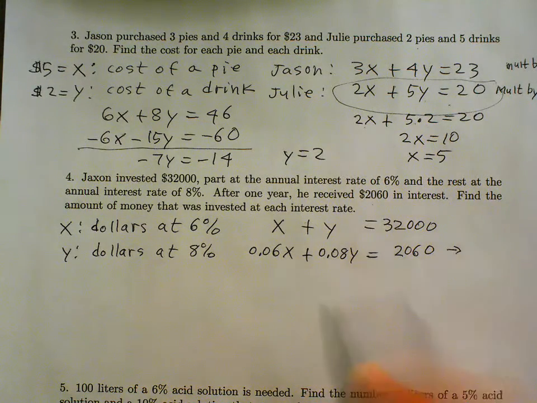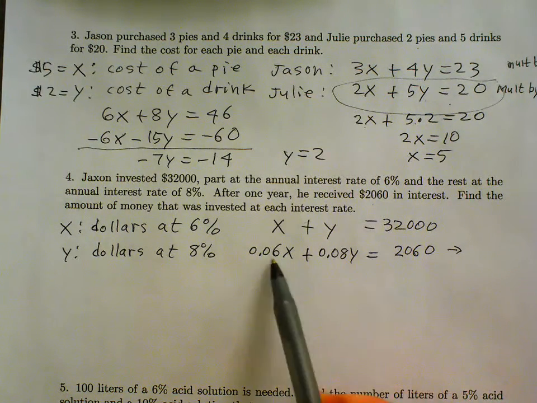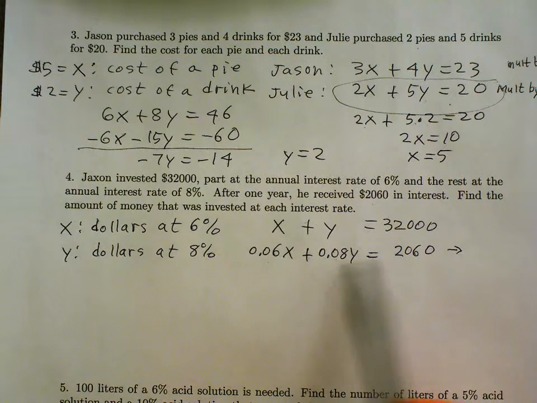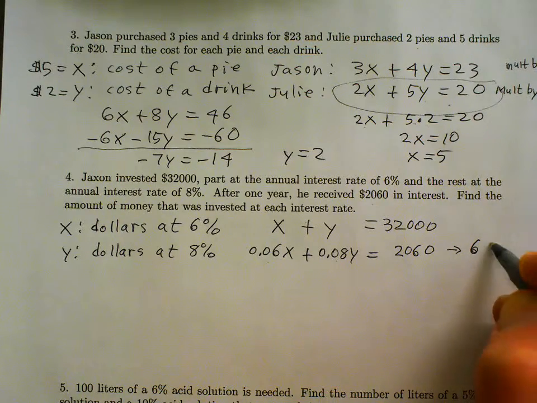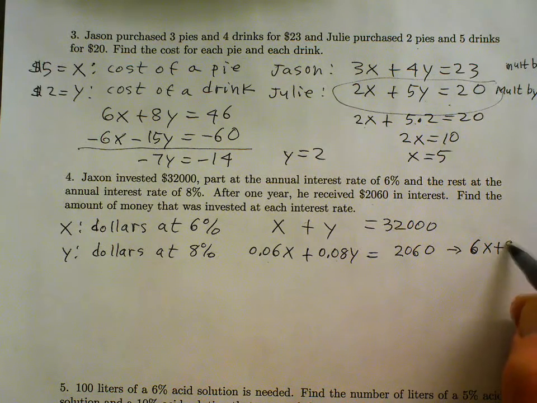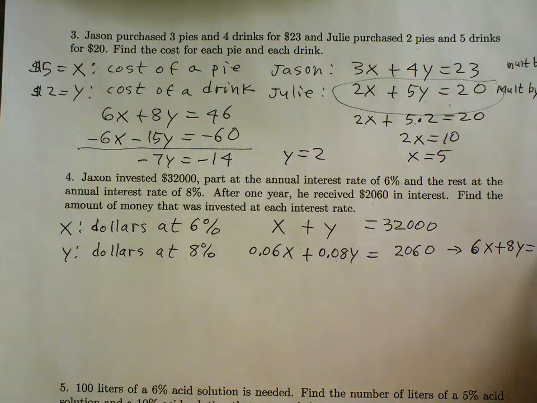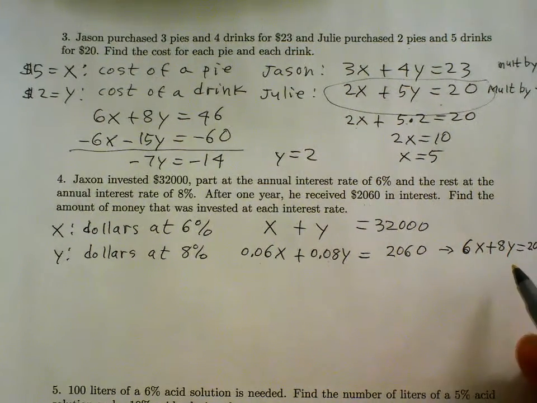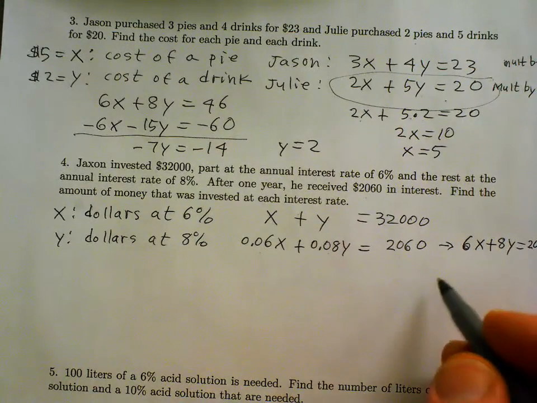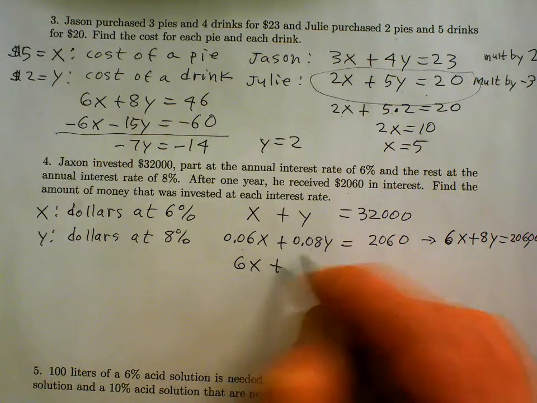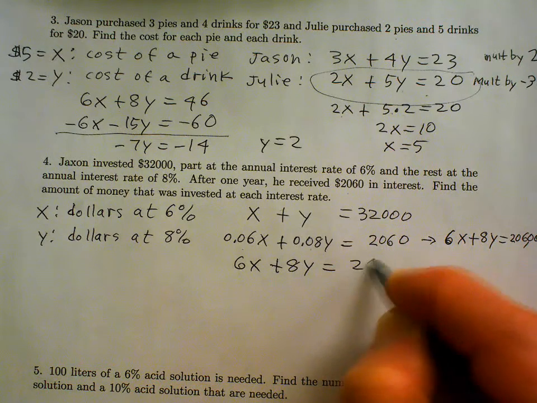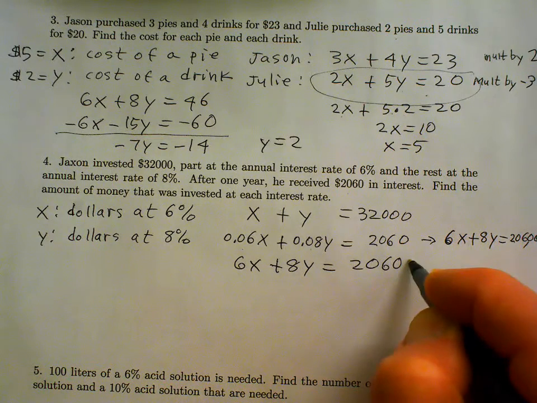So if you want to get rid of the decimals on the bottom equation, you can multiply every term on both sides by 100. So we get 6x plus 8y equals 206,000. So I'll rewrite that over here. Multiply both sides by 100, we get 6x plus 8y equals 206,000.